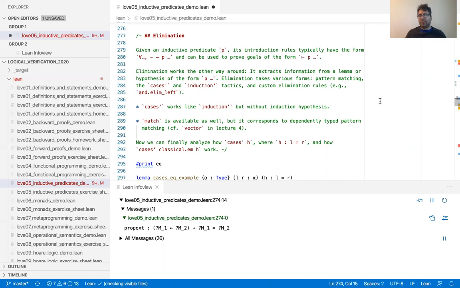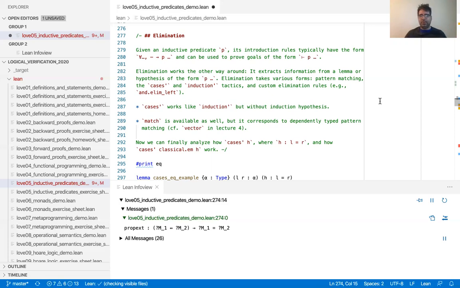And remember, eliminate is always about, you have a symbol, you have a predicate, or you have an assumption, and you want to extract information from it. That's elimination. Whereas introduction is when your goal talks about that symbol, talks about that predicate. So that's a difference. It's a different polarity, it's a different side of the implication, if you like.